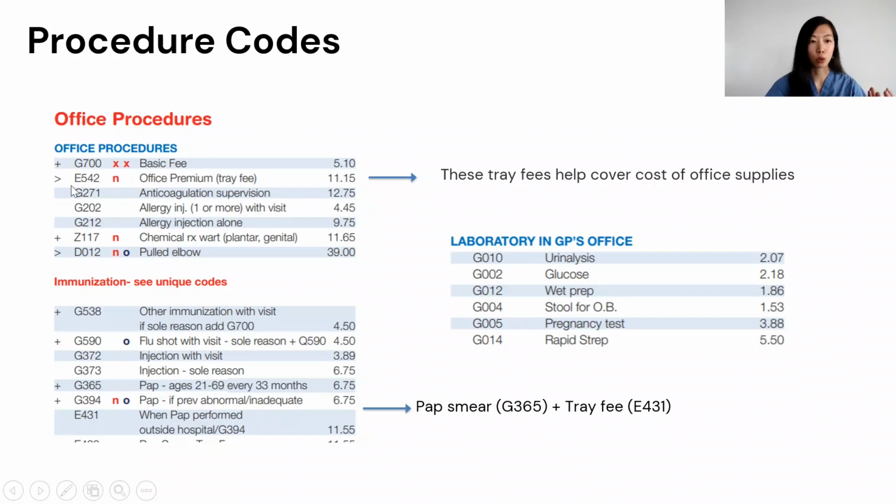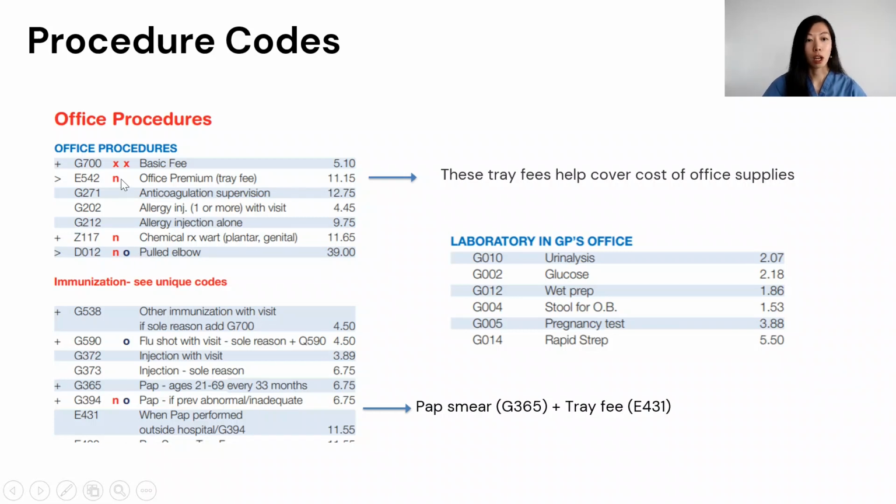And just as a heads up, I talked about these caret symbols and plus signs. They're kind of like a visual reminder. Whenever you see something with a plus sign next to it, it means that if the patient only comes in for a flu shot, you can combine it with a G700. If they have a caret sign next to it, it means that you can add a tray fee to that. So for example, if someone comes in with a pulled elbow, it has the symbol next to it, that means you can add a tray fee. But for an allergy injection, you can't because it doesn't have that symbol next to it.